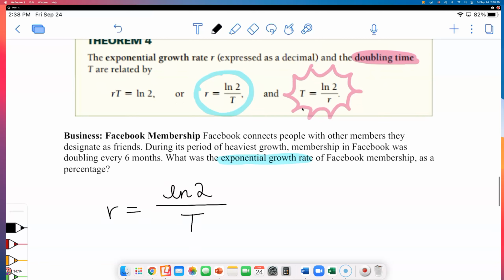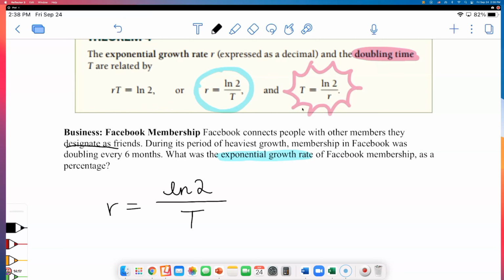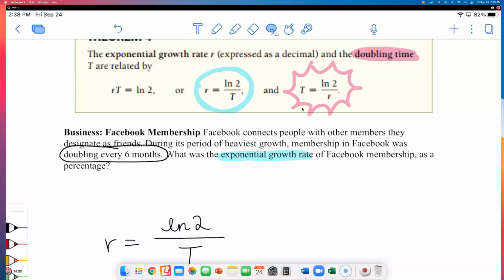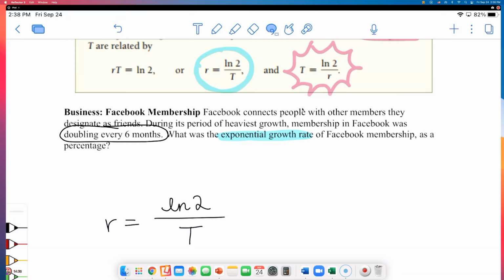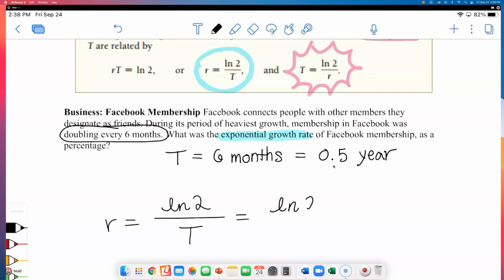Now, what is t though? Remember it said it doubled every 6 months, right? Now look at what I'm about to tell you. t is not 6. t is 6 months, and that is half a year. You agree with me? Because we have 12 months in a year, 6 months is exactly half the year. So you must plug in t equals 0.5 in the denominator.